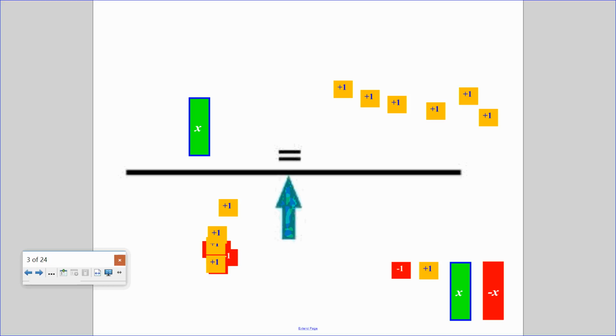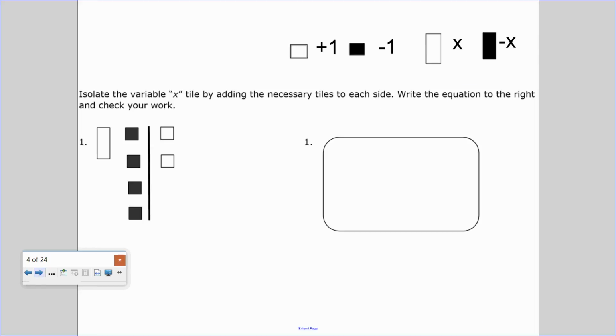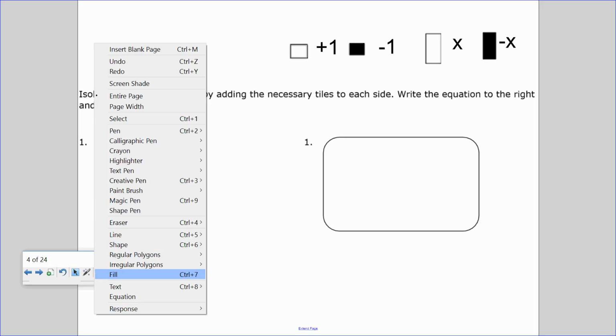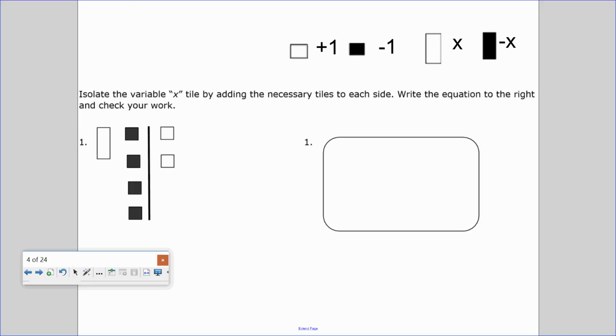So now let's try to do it without using algebra tiles, but through drawing. Let me get my calligraphy pen. So I have x and -4 is equal to 2. I need to isolate the variable x by adding the necessary tiles to each side. Write the equation to the right and check your work. So the equation is x, 1, 2, 3, goes -4 equals 2.